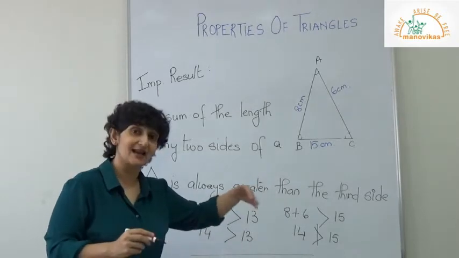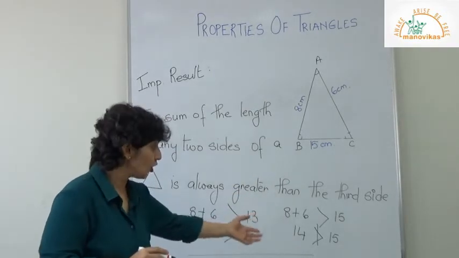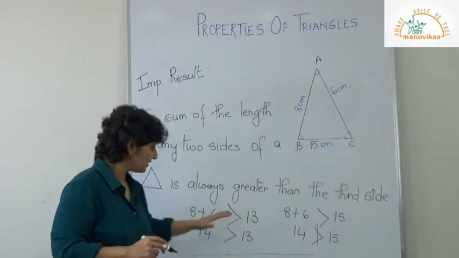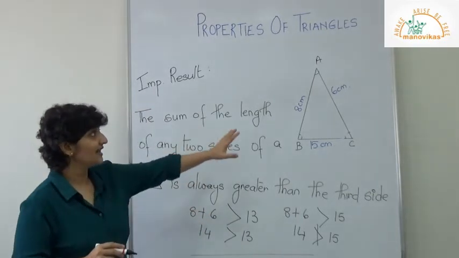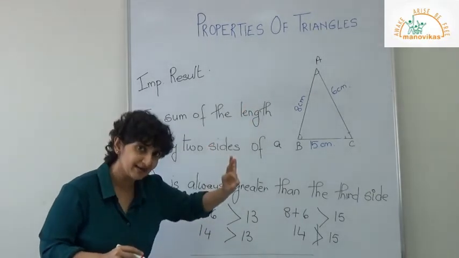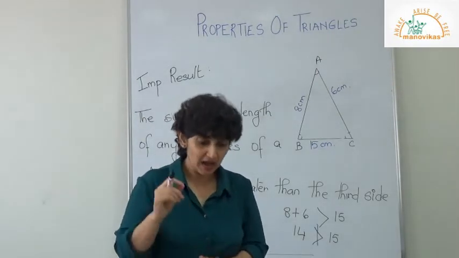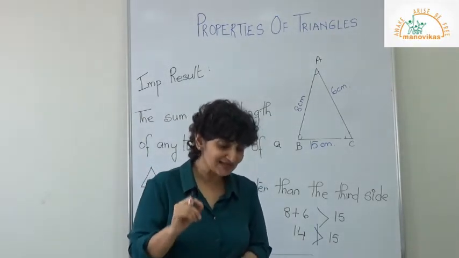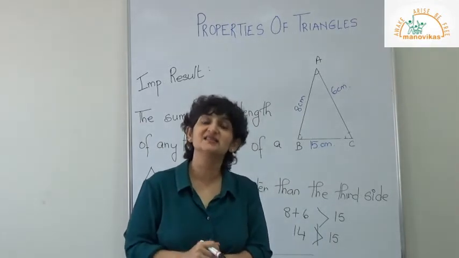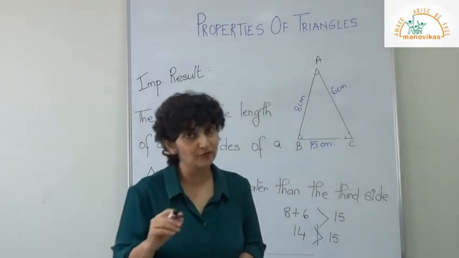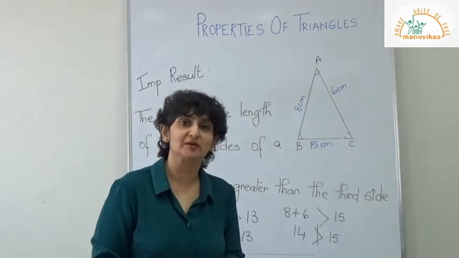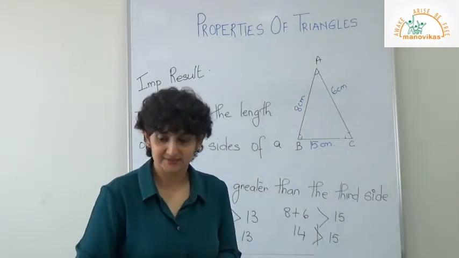Always remember, it can neither be equal nor should it be less. The sum of the lengths of the two which you add should always be greater than the third side. I hope this is clear, children. Let's move on to exercise 18a. We will do a few sums and then we will come back to the rest of the properties.